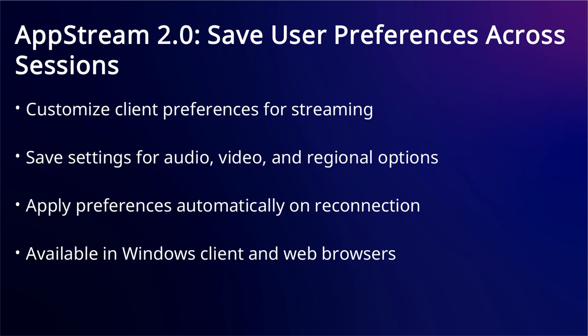AppStream 2.0 users previously had to manually adjust their settings each session, leading to inconsistent experiences. The new feature allows you to save client preferences across sessions when streaming through a web browser or Windows client. You can customize and save settings for audio, video, regional options, and streaming mode. These preferences are automatically applied when you reconnect using the same client.